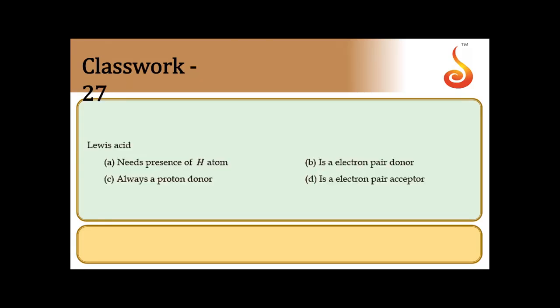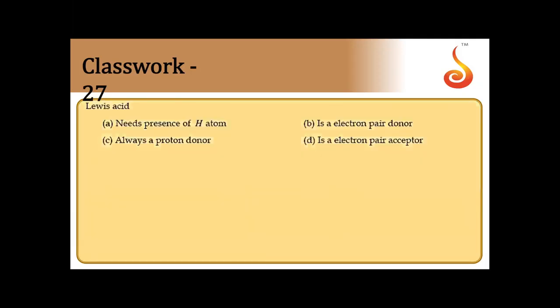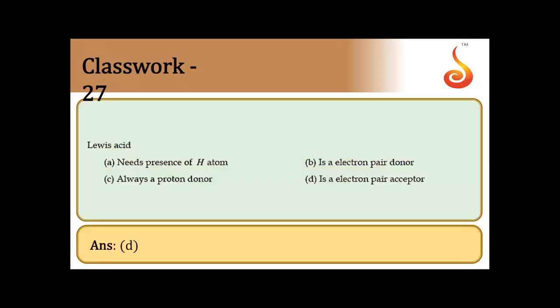Then next, Lewis acid. Lewis acids are electron pair acceptors. Lewis acid means electron pair acceptor by definition. So the answer is D, electron pair acceptor. A donor will be a base, an acceptor will be an acid. So the option is D. D is the answer.